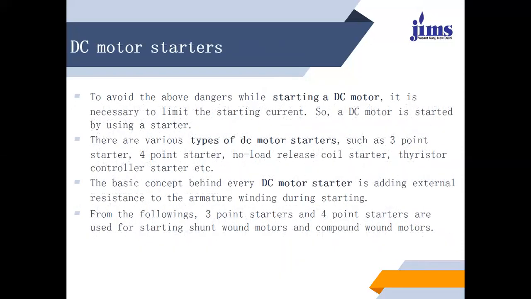To avoid the above dangers while starting a DC motor, it is necessary to limit the starting current. So a DC motor is started by using a starter. There are various types of DC motor starters, such as the 3-point starter, 4-point starter, no-load release coil starter, and thyristor controller starter. The basic concept behind every DC starter is adding external resistance to the armature winding at the start. Of these, the 3-point and 4-point starters are used for starting shunt-wound and compound-wound motors.